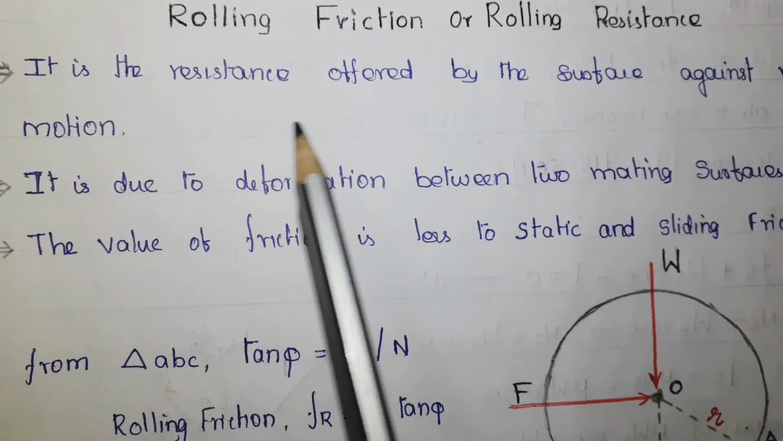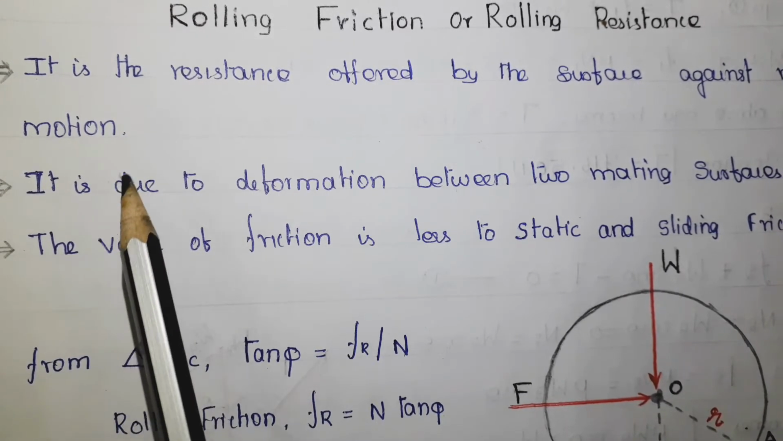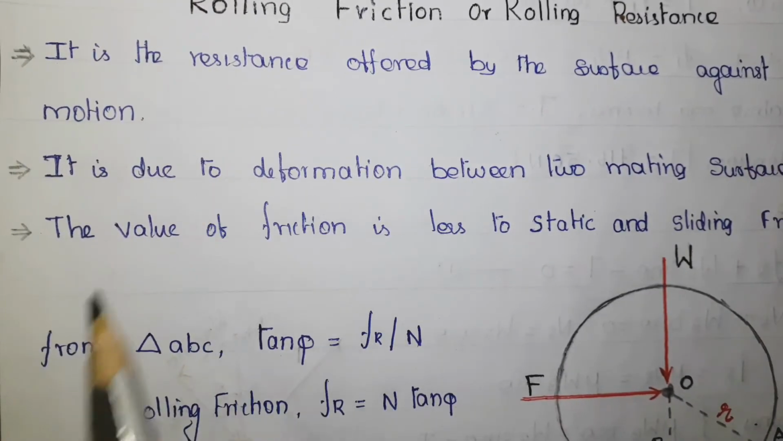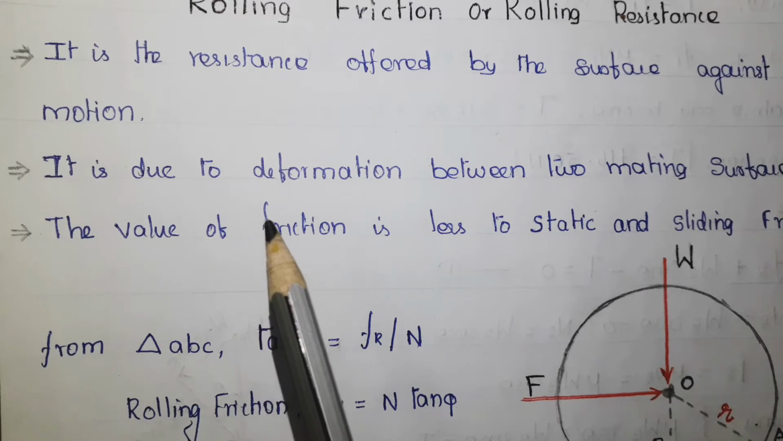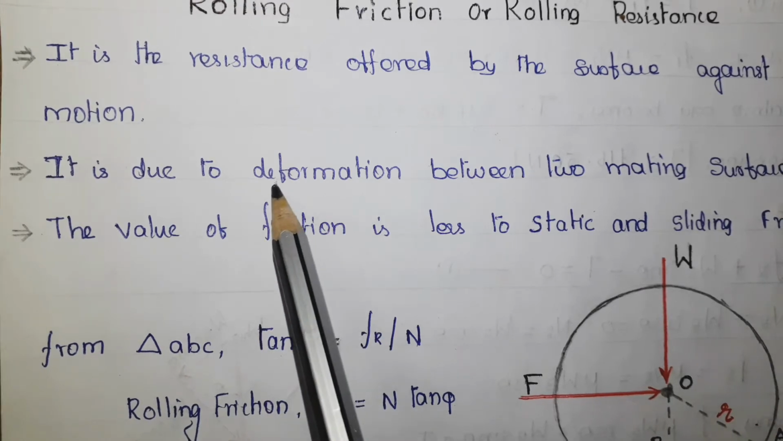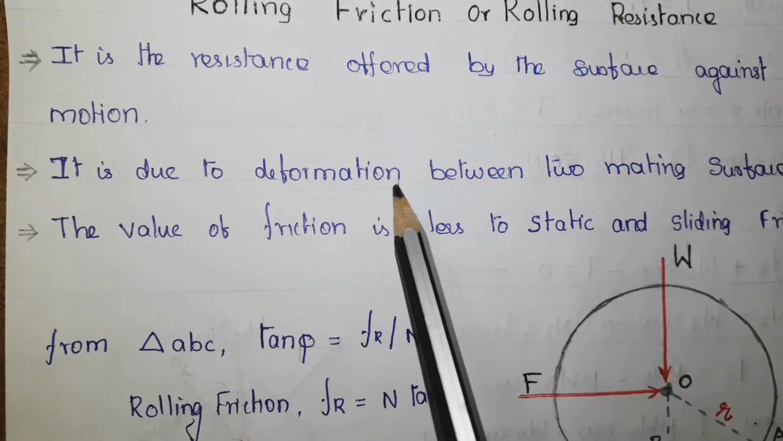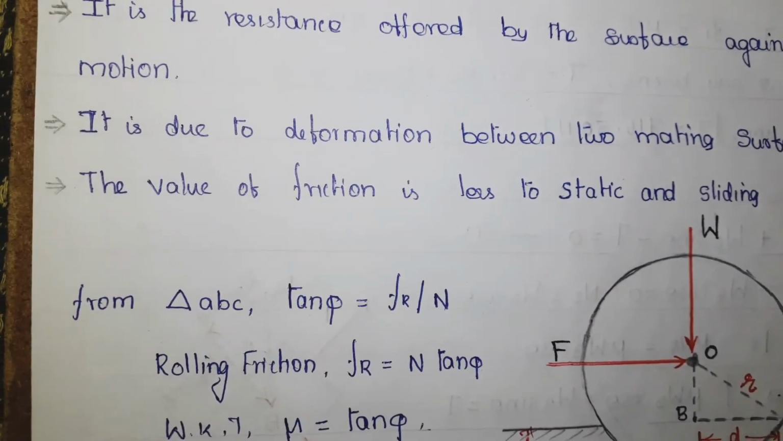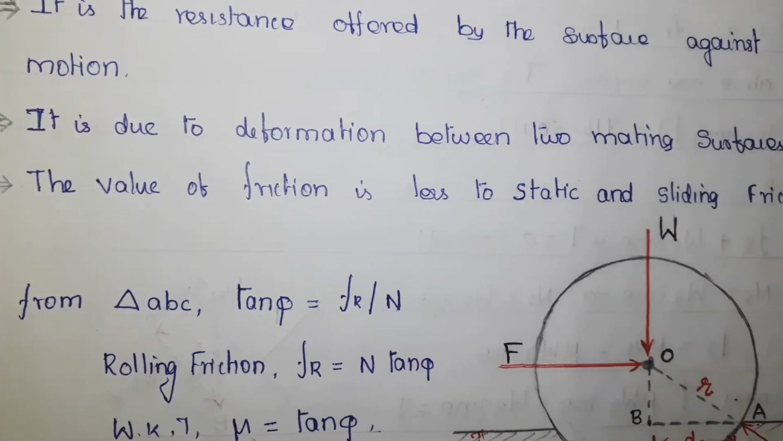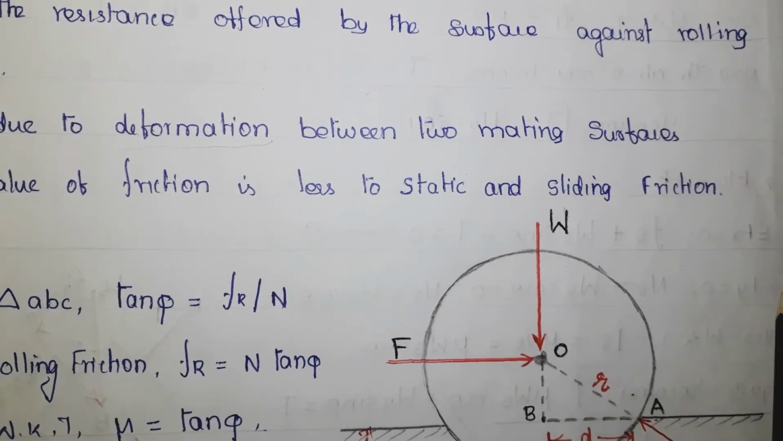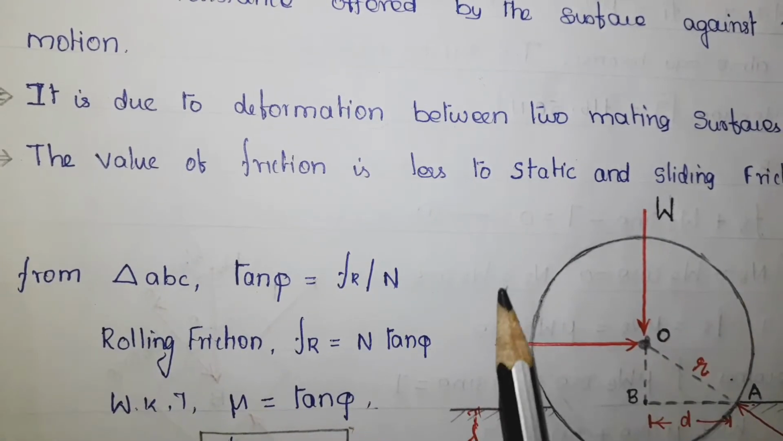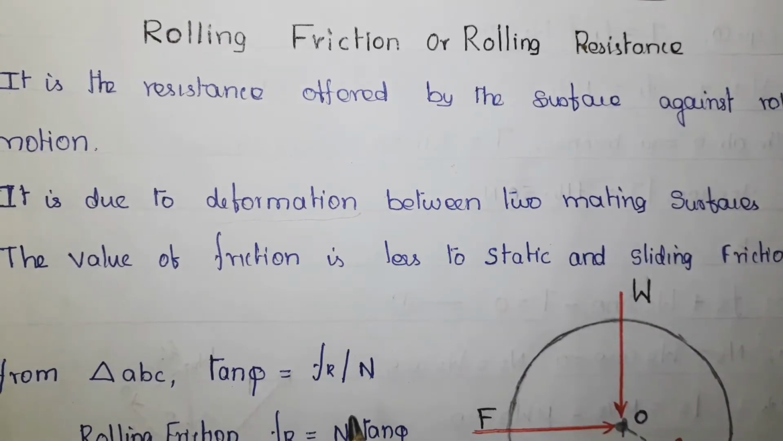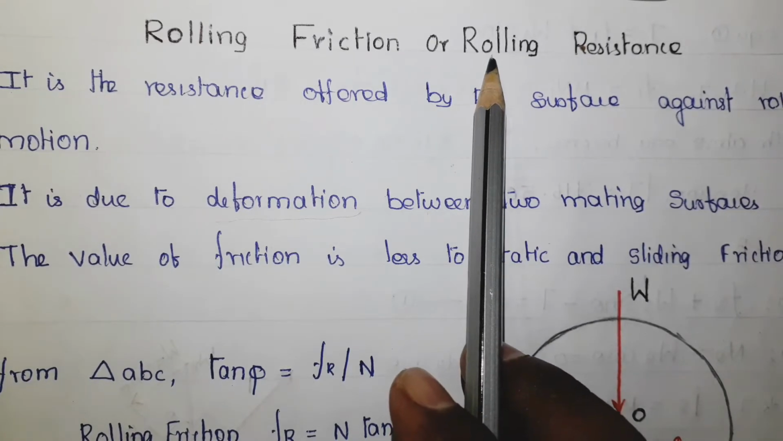Now let us go to rolling friction or rolling resistance. The first point is, it is the resistance offered by the surface against the rolling motion. The second important point is, it is due to deformation. As I already told, deformation plays a very important role in the case of rolling friction between two matching surfaces. The third point is, the value of friction is less than static and sliding friction. As I already told, there are three types of friction: static friction, sliding friction, and rolling friction. And among these three, this will have the least value.